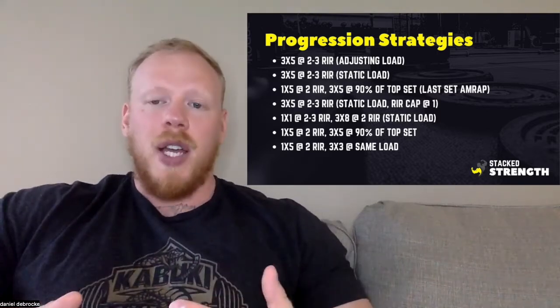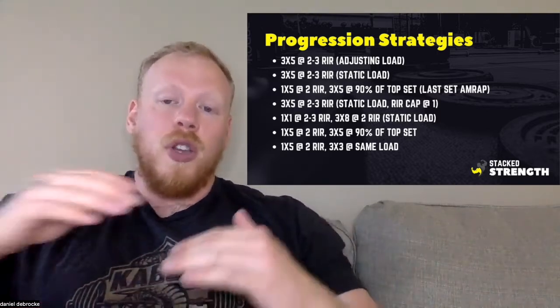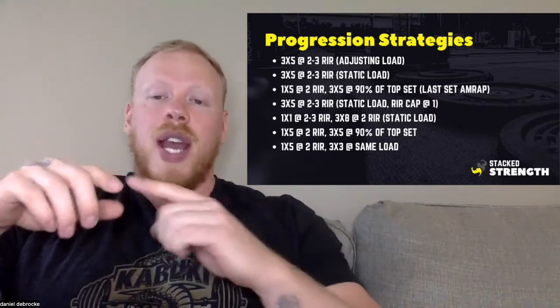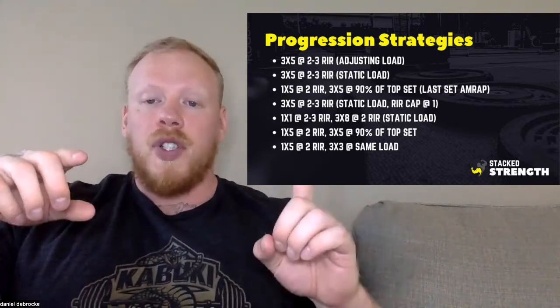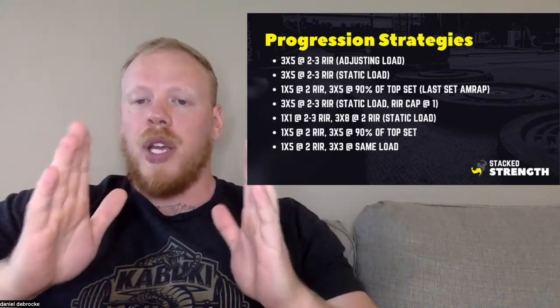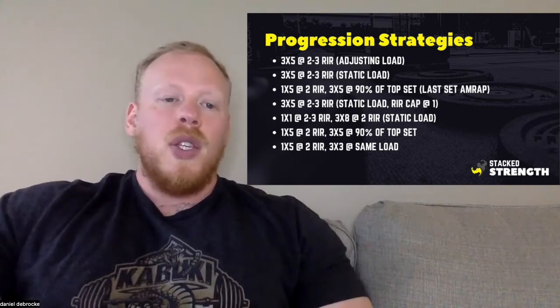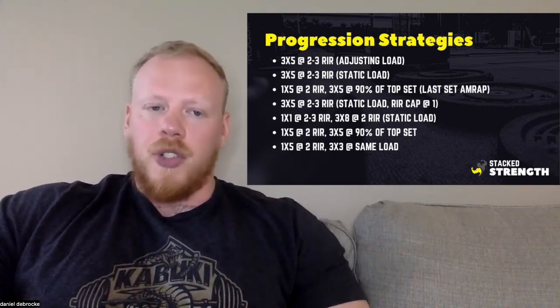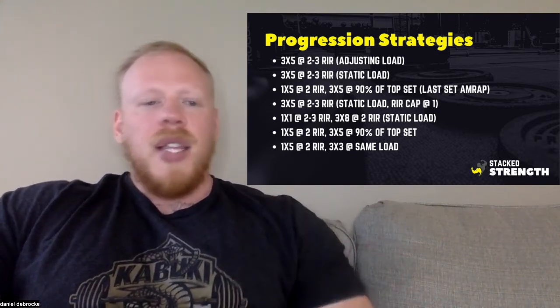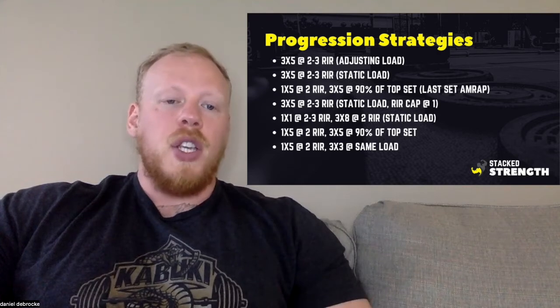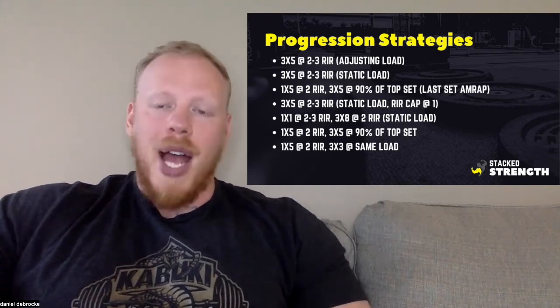As you get stronger using that same load, you might notice that you can maintain all of your sets while staying within that 2 to 3 RIR range. That's a good indication that you're getting a little bit stronger. The next strategy is utilizing a top set followed by some back off work.